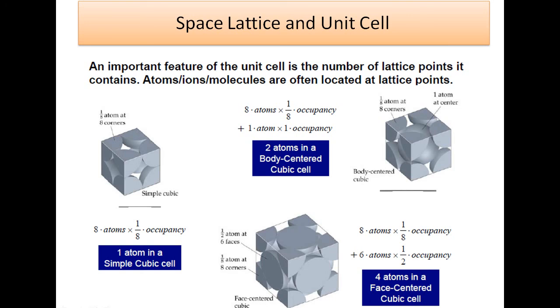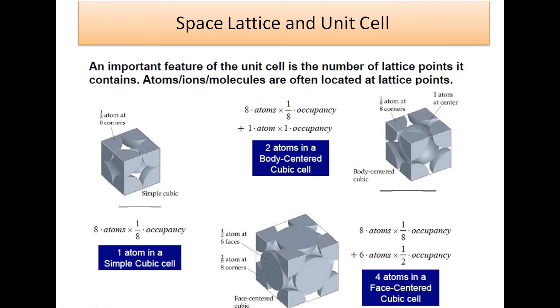Now one atom is present at the center of the unit cell. Its contribution is 1, as its occupancy is 1. Its contribution towards this unit cell is 1. So we have a total contribution per unit cell, in the case of the body centered cubic cell, of 2 atoms.